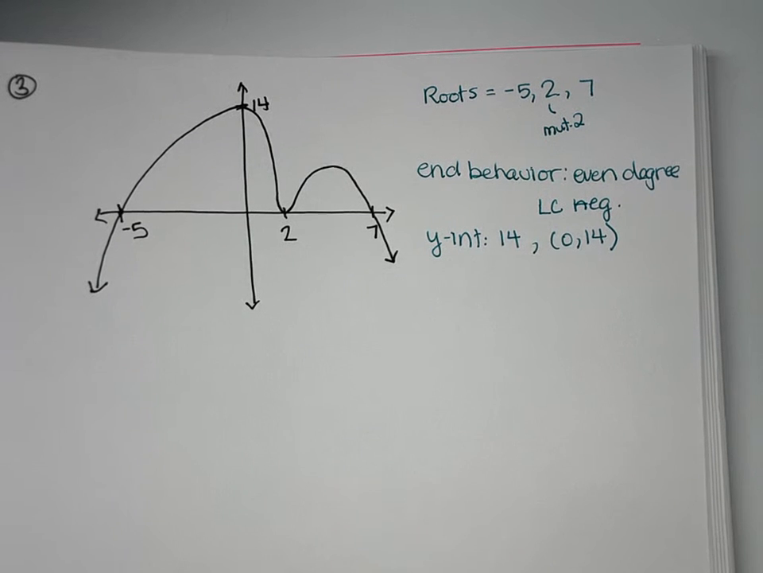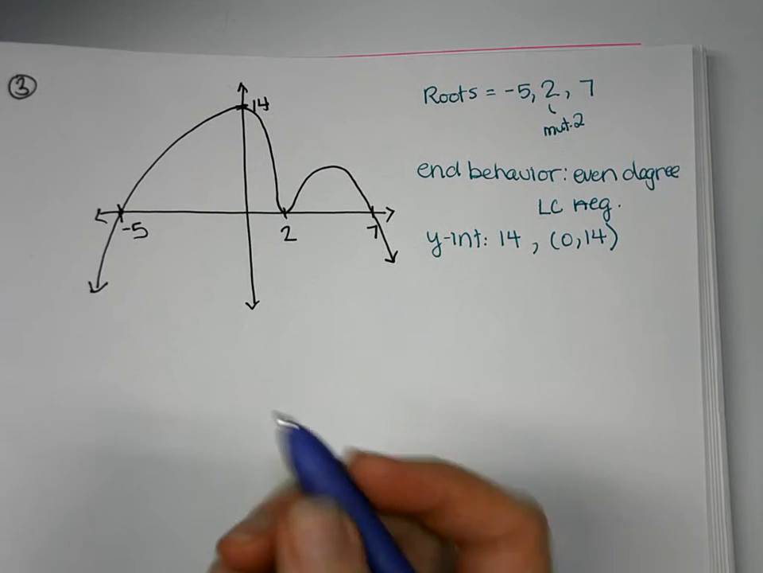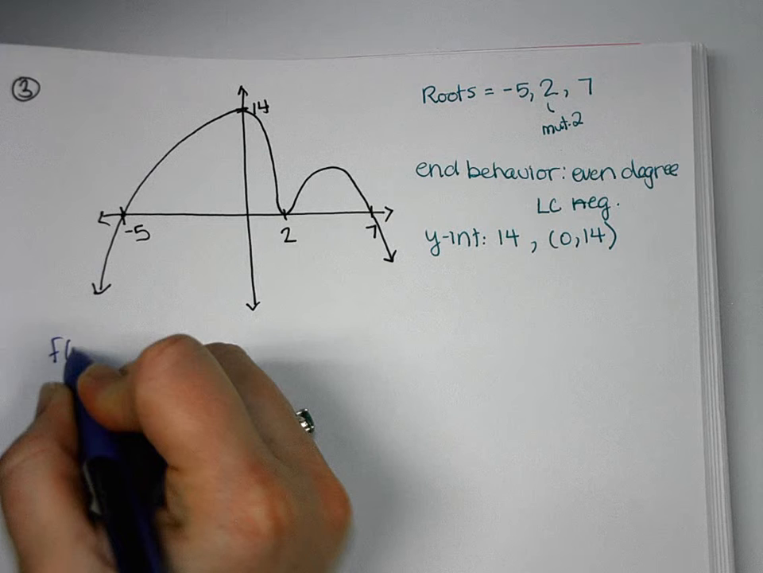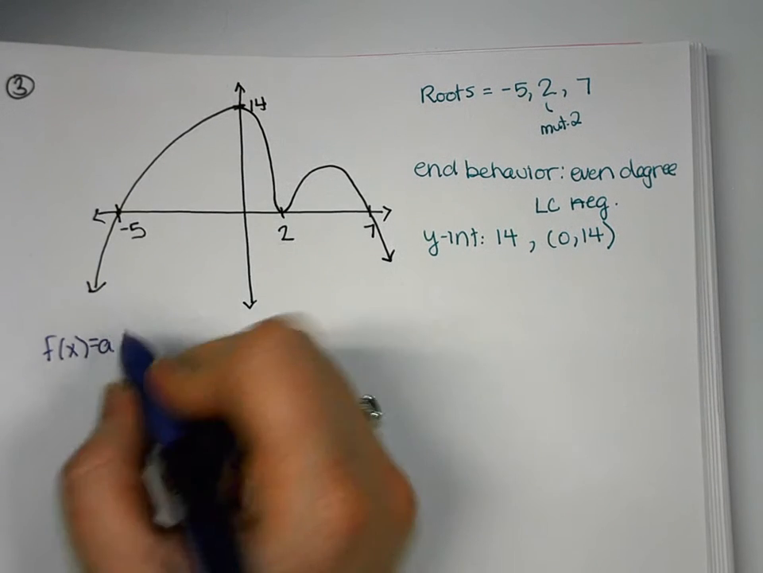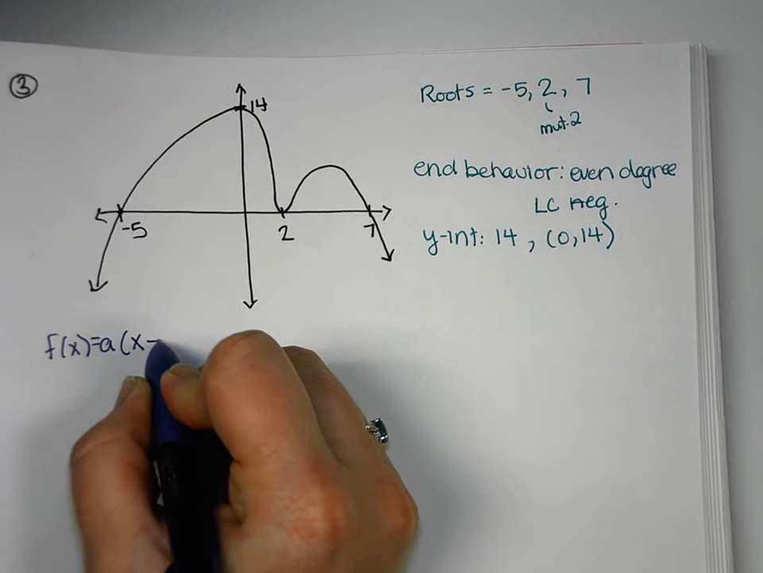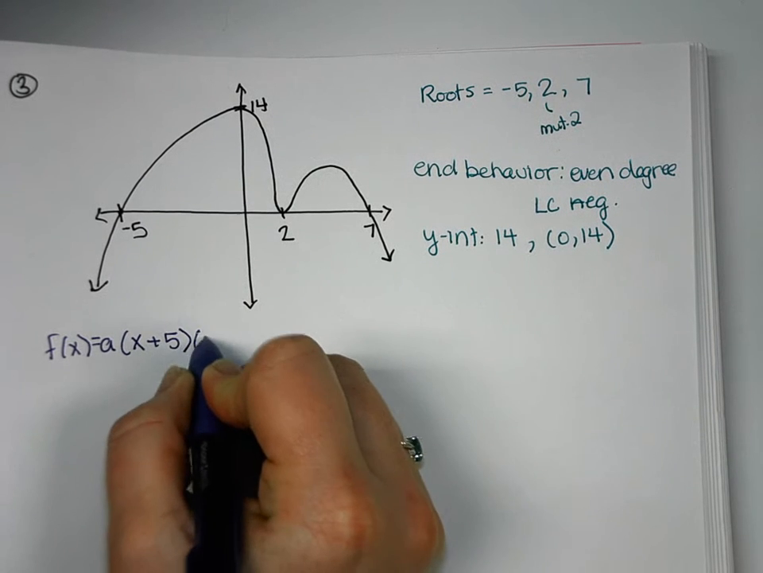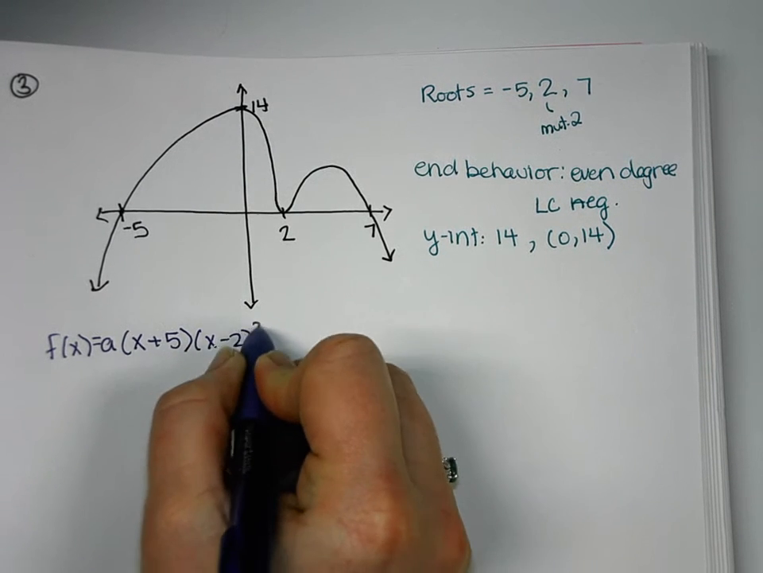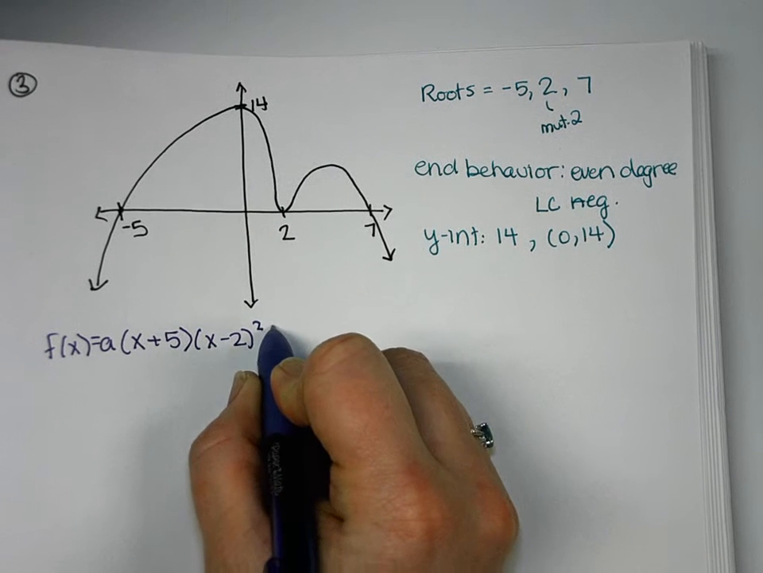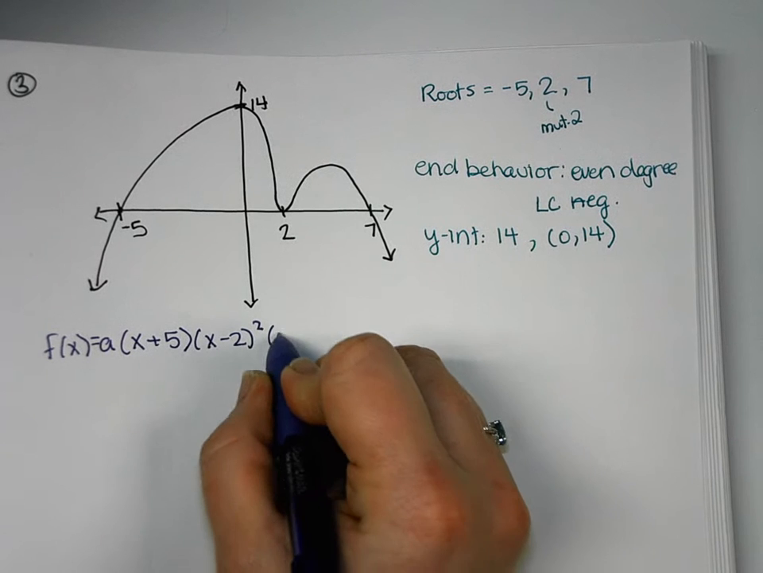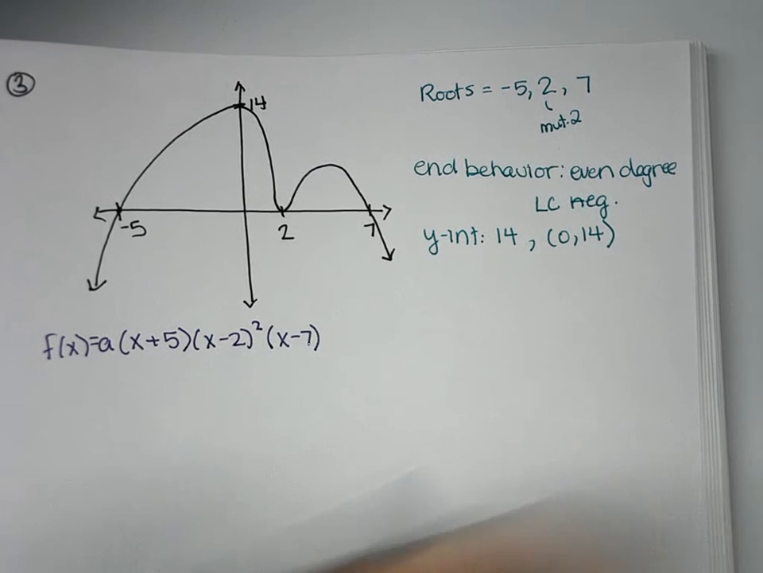If we take this information and put it into the same format we did in the notes last night, we have our function f(x) equals a, which we don't know, times (x + 5)(x - 2) squared, because it has a multiplicity of 2, and (x - 7).